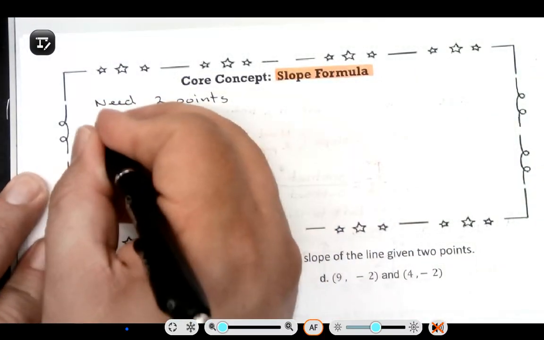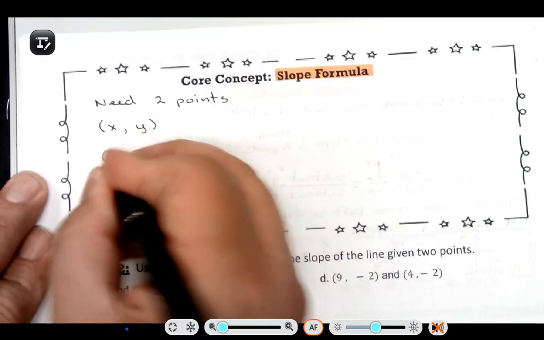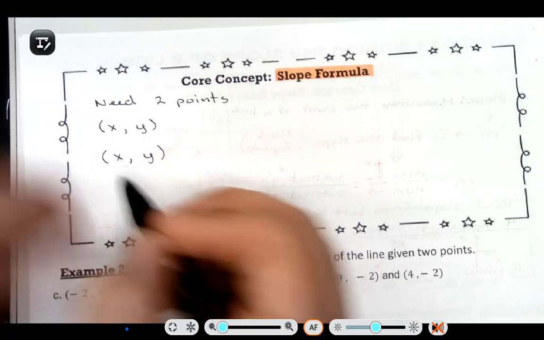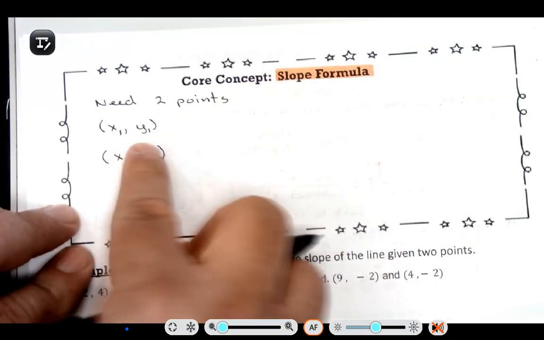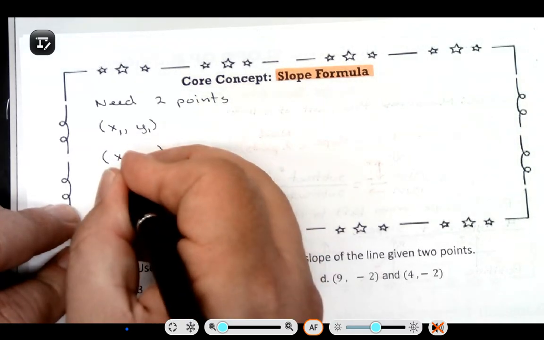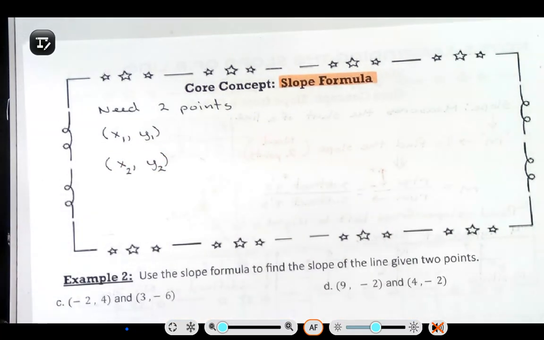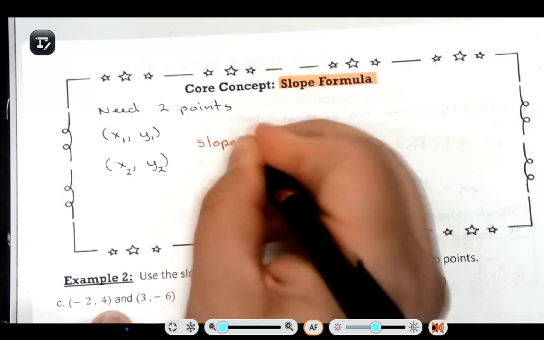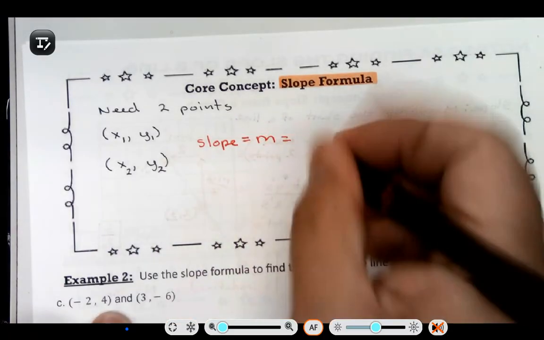Let's see. You're going to need one with an X and a Y, of course. And then you're going to need another one with an X and a Y. But it's kind of tough to tell them apart. Like, well, which one are you talking about? So this will be my first point. So I'll put a little 1 under both. This will be my second point. All right. So now, remember, we do have a letter that represents slope in math. So my slope, which we already said is the letter M, is equal to, all right, here's the formula.